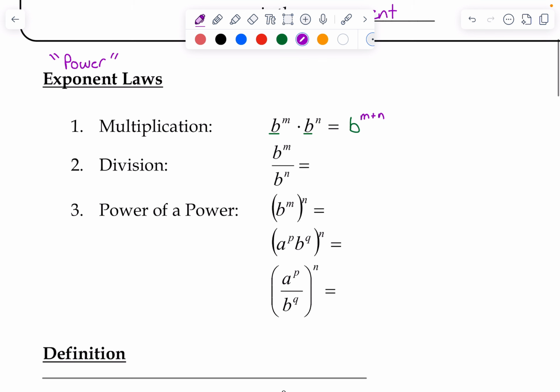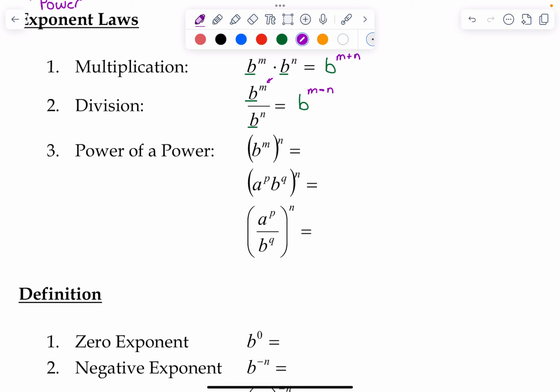Division is very similar to multiplication. They're just inverse operations, right? Multiplication and division are inverse. So you would expect a similar thing to occur with the exponents. What is the inverse operation of addition? Well, subtraction. So in the division exponent rule, where you have the same bases, you're going to subtract exponents. You rewrite the base, b, and you take your top exponent, m, and you subtract your bottom exponent, n.